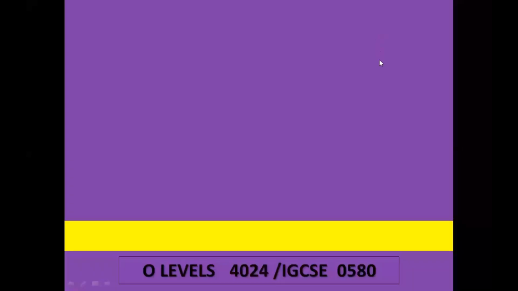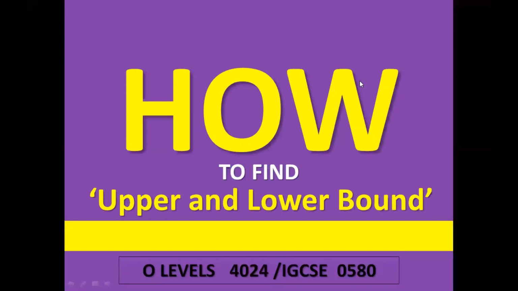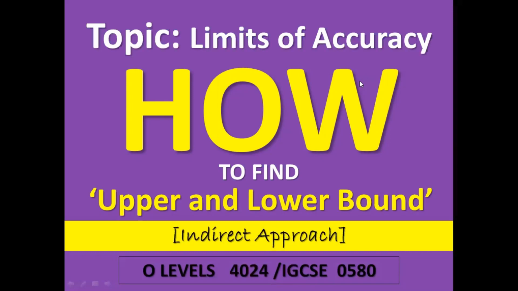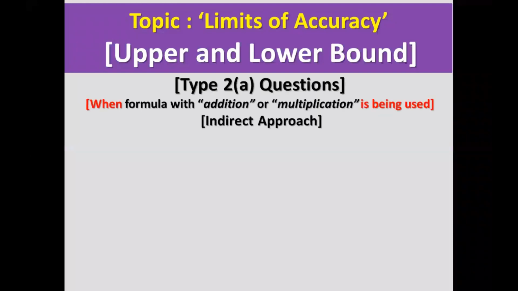Hello everyone. In this video, you will learn how to find upper and lower bound with indirect approach for the topic limits of accuracy. There are two types of questions here. This is type 2 part A question. I have explained type 1 question in lesson number 1.